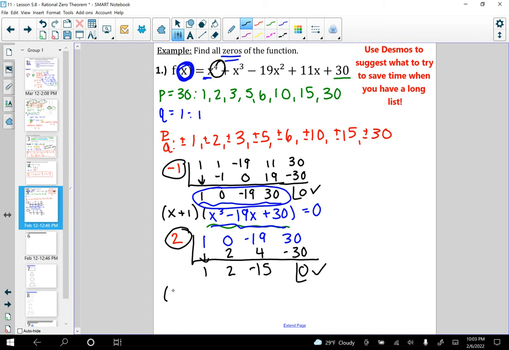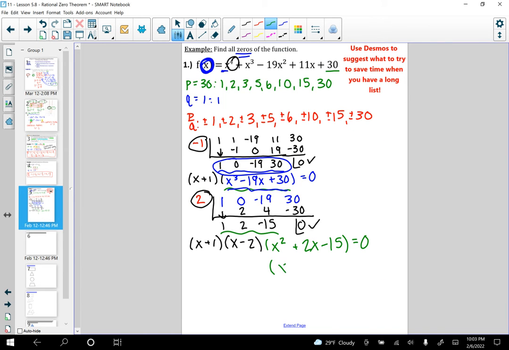All right, we got 2 zeros. So x plus 1 from the first round. 2 would come from x minus 2. And now I'm left with a degree 2, x squared plus 2x minus 15 equals 0. And we are left with something we know how to factor. There are 2 numbers that multiply to -15 and add to +2. That'd be +5 and -3. And then you got these factors from Desmos that we found from the zeros.